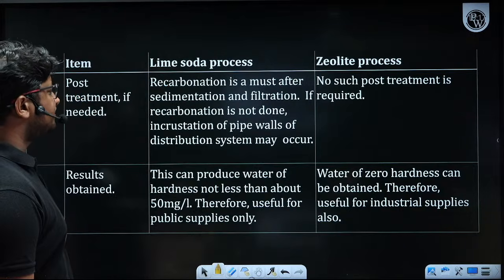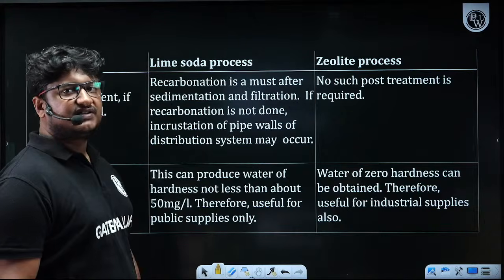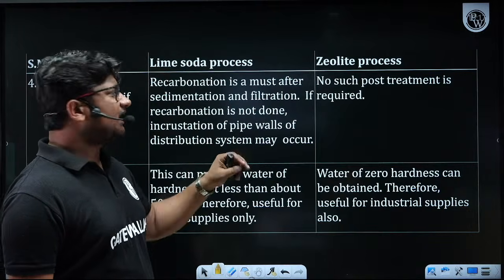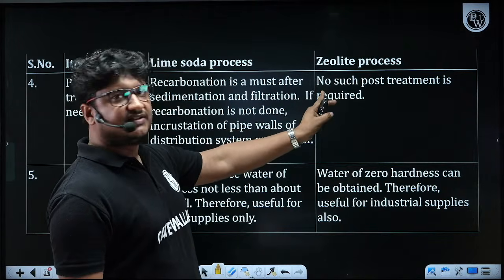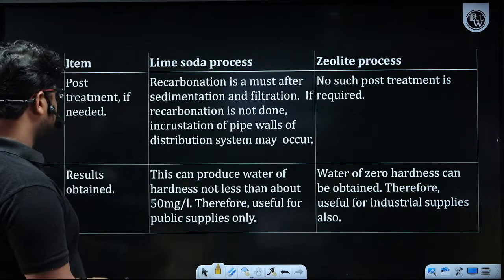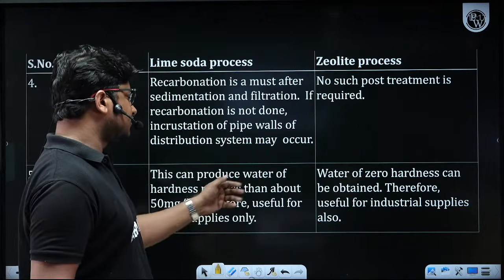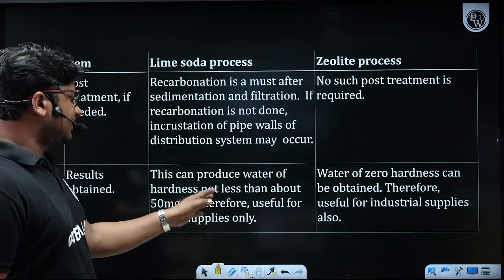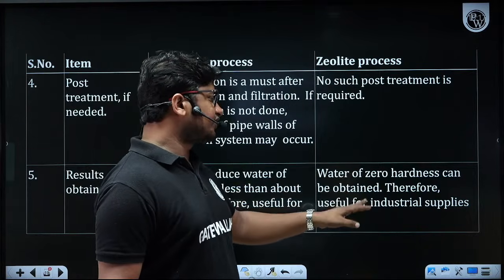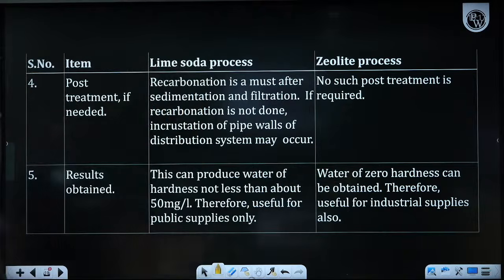If recarbonation is not done, incrustation of pipe walls of the distribution system may occur, which is dangerous in terms of water supply. In zeolite, no such post treatment is required because you get completely zero hardness water. Result obtained: lime soda can produce water of hardness not less than about 50 milligram per liter, therefore useful for public supplies only. But the ion exchange process you can use for industrial supplies also, like for boilers.